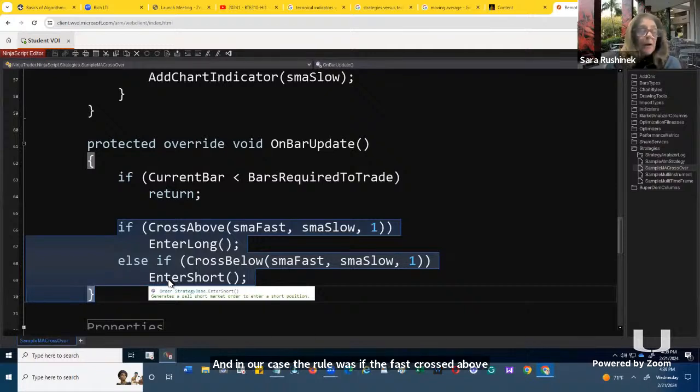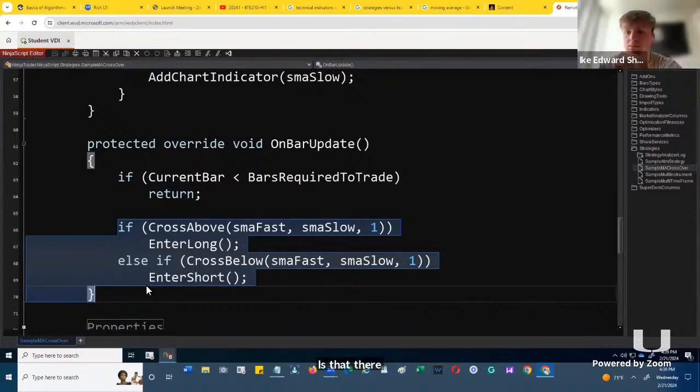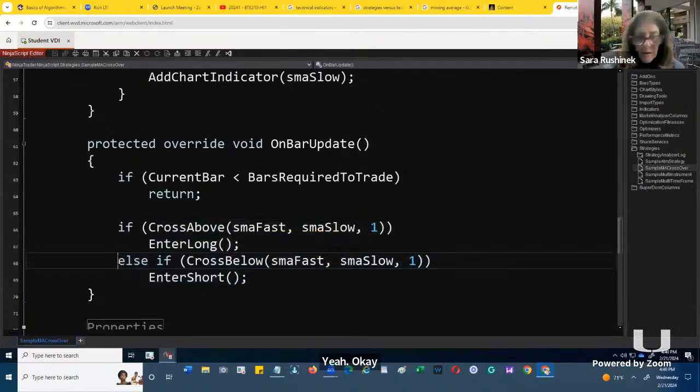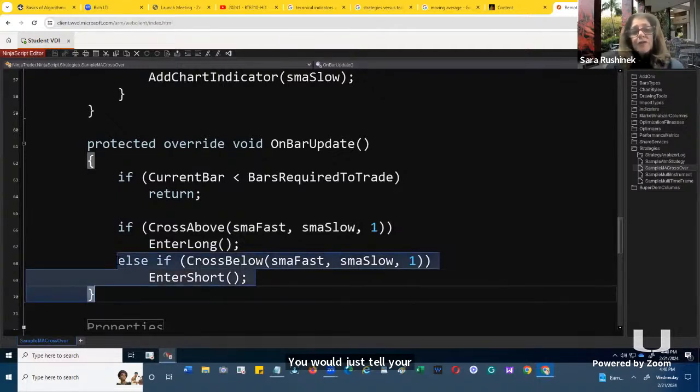Now, you remember in this case, Ike, when you said that we should get rid of the shorts? You remember that, Ike? What can we do to get rid of the shorts? Just eliminate. You would just tell your programmers, or you could do it, just eliminate these two lines, the else if. Just let's go long. That's all we need.